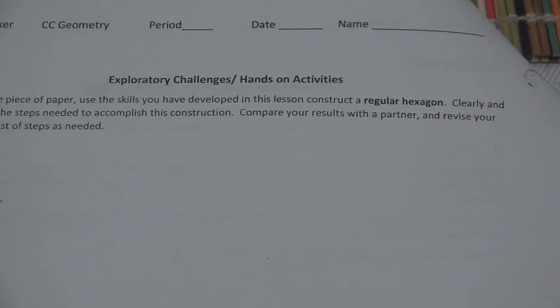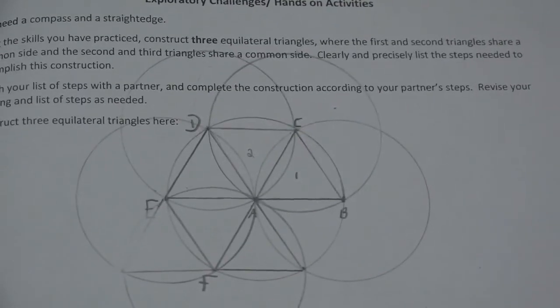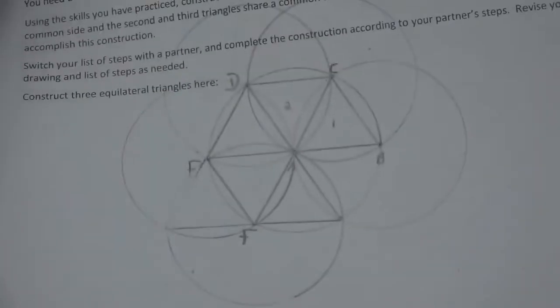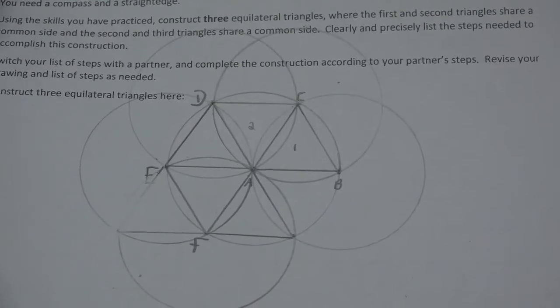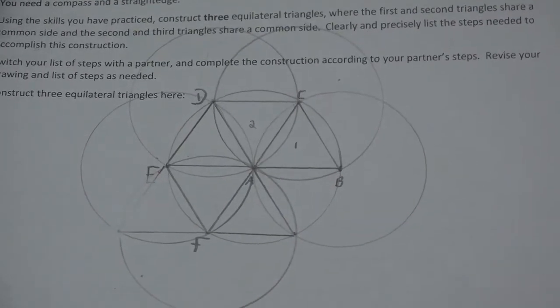So basically, I think you know what to do. You need to construct a regular hexagon. It might help to look back at the previous problem. It might also help if you look at the set of instructions that you just wrote. Look, I'm only missing this segment. Let's see if you can do it. Okay, get to work.